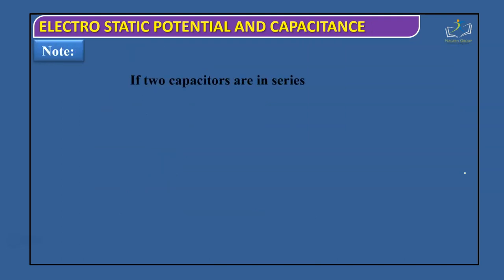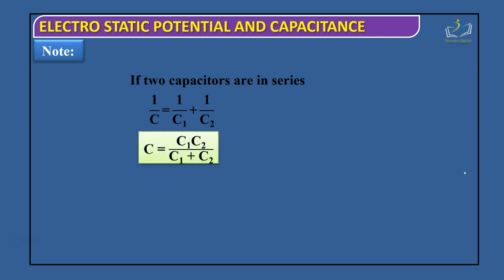Note: if 2 capacitors are in series, the formula will be 1 by C is equal to 1 by C1 plus 1 by C2. The next thing, C is equal to C1 C2 divided by C1 plus C2.